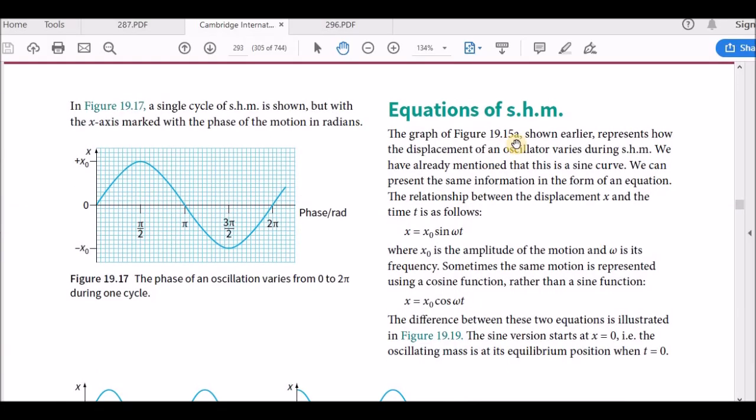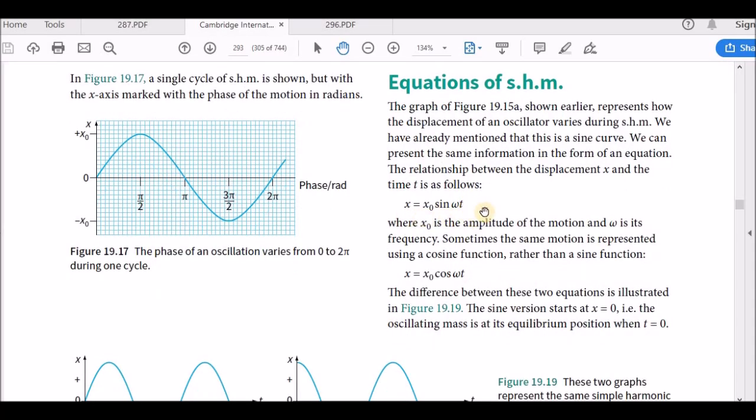The graphs of figure 19.15 as shown earlier represent how the displacement of an oscillator varies during simple harmonic motion. We have already mentioned that this is a sine curve. We can represent the same information in the form of an equation. The relationship between the displacement x and time t is as follows. x equals x0 sine omega t, where x0 is the amplitude of the motion and omega is the frequency.